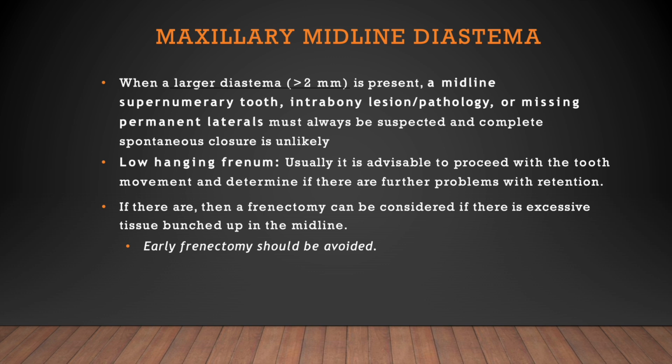Now, when a larger diastema, let's say more than 2 millimeters, is present, a midline supernumerary tooth, intrabony lesion, or missing permanent laterals must be suspected. For a low-hanging frenum, you usually want to determine whether this frenum will cause some problems with retention. So a frenectomy might be recommended in order to aid with retention and aid in space closure. However, it's good to note that early frenectomy is usually avoided, and you should try to close the space first and then have the frenectomy done.